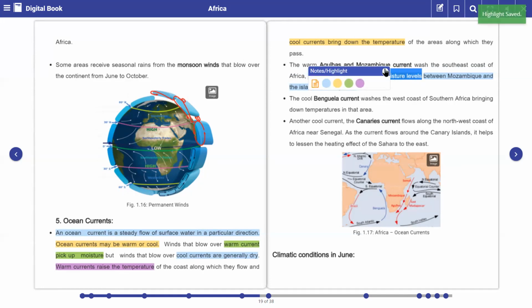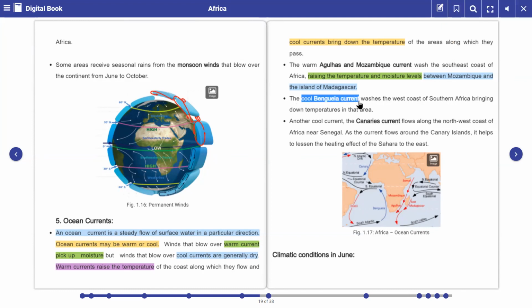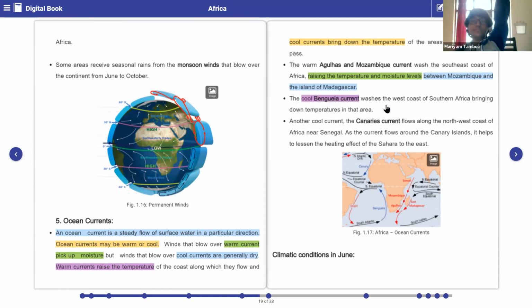Next is: the cool Benguela current washes the west coast of southern Africa, bringing down temperatures in that area. The cool Benguela current, what is it doing? It is washing the west coast of southern Africa, and it is bringing down the temperatures of that particular area. Please underline cool Benguela current. Please underline this. And what work is this cool Benguela current doing? Who will tell me?